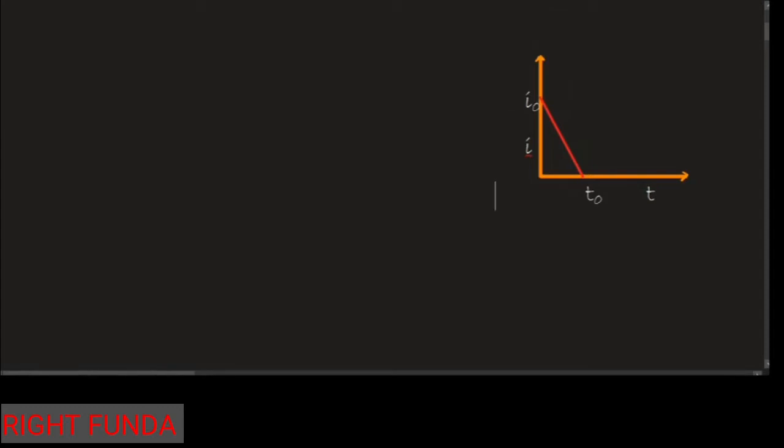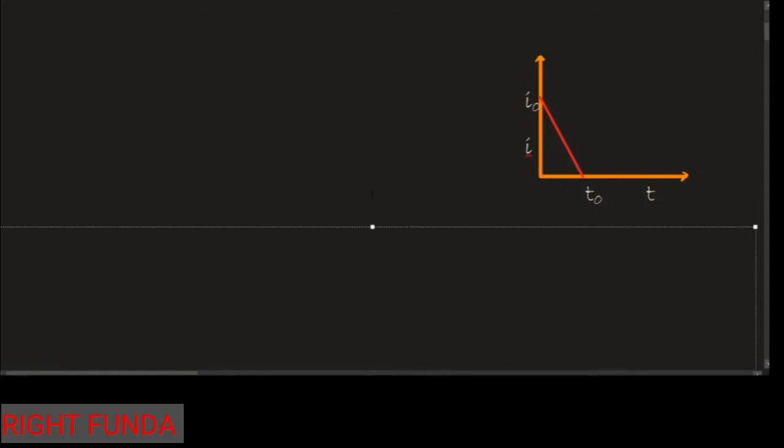But this I0 is not given in the question. What is given? During this time, the total charge that passes through the resistor is Q. Q is the total charge given, and the time is given. Had the current been given, then we could have got it easily.